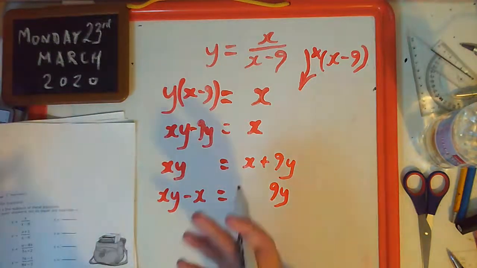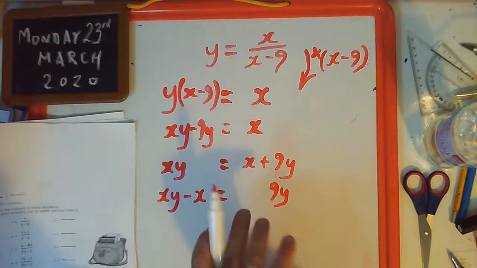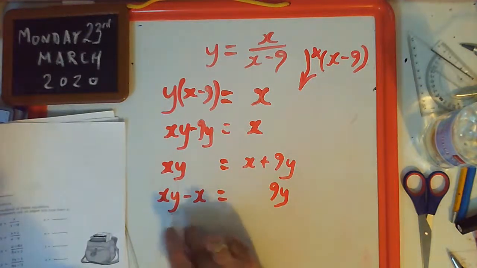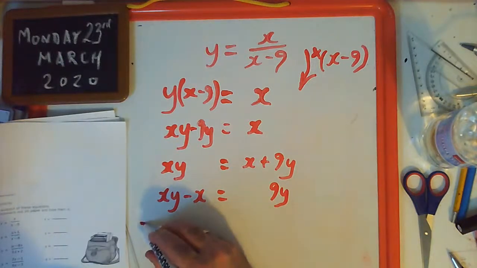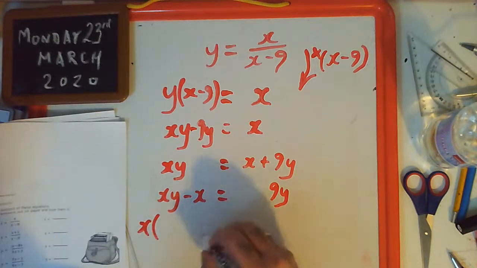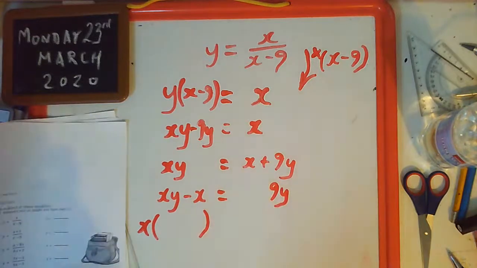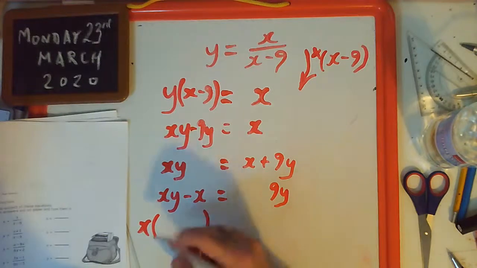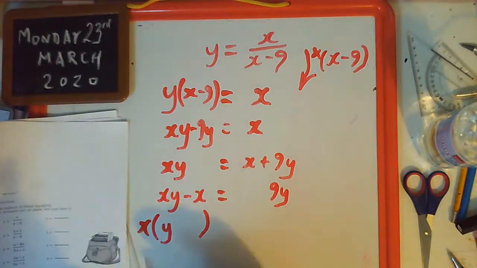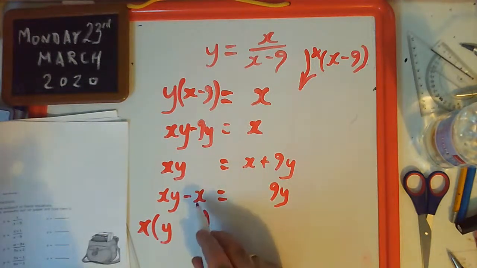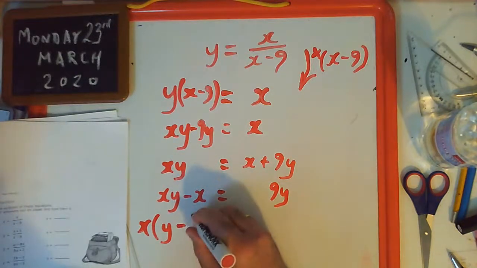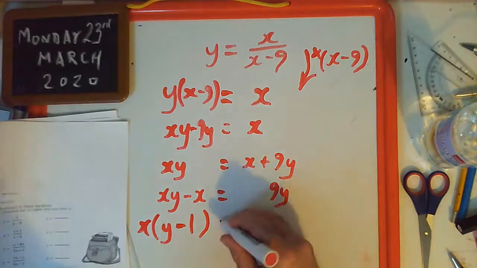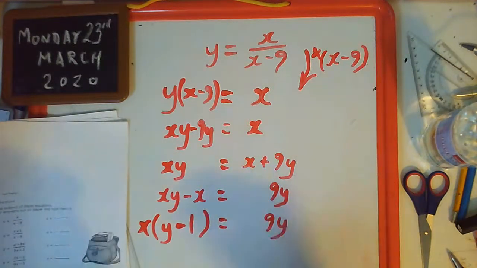Having done that, I've now got all of my x terms on the left and all of my non-x terms on the right. And now, because both of these have got an x in, I can factor the x out. So I can write that whole thing as x times something in brackets. So x times what will give me xy, answer y, and x times what will give me minus x, answer minus 1. So x times brackets y minus 1 is equal to 9y.